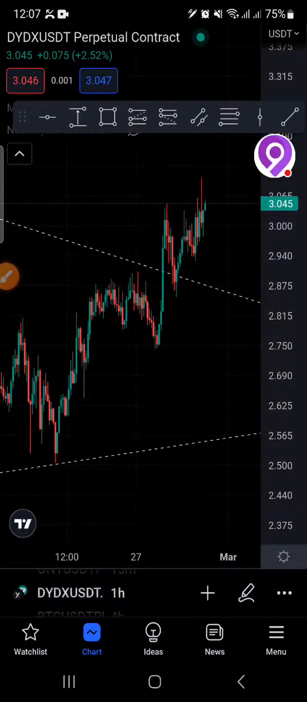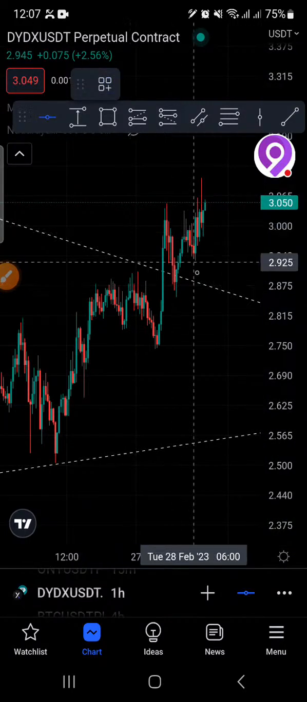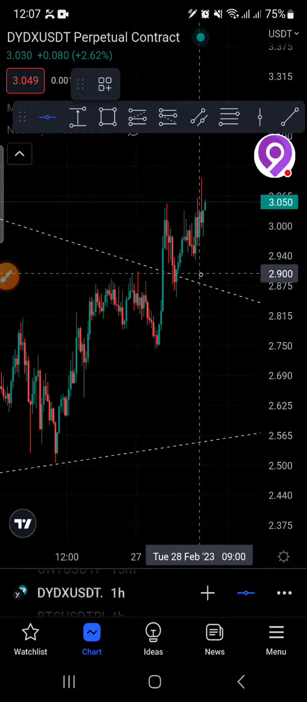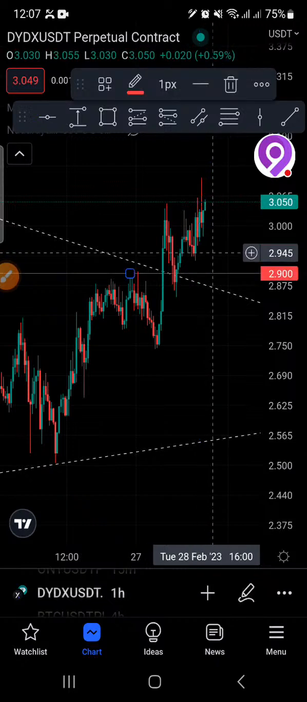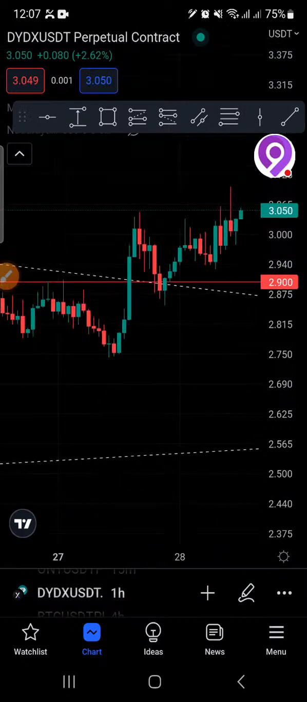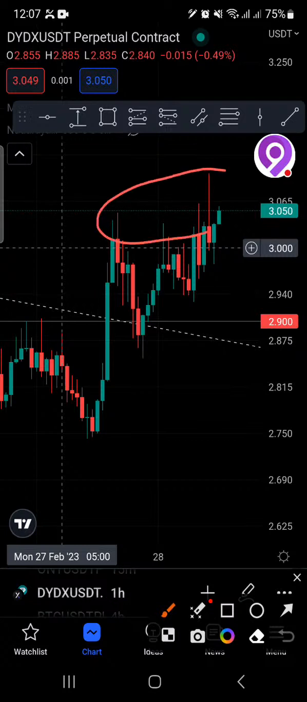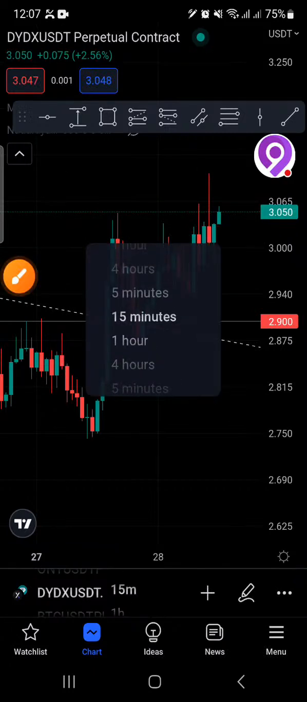One thing about this trade is that if I were you, it would have been nice if you entered somewhere around this 2.9. And now it is rejecting this zone, so we need to confirm. Let me check the 15-minute time frame.